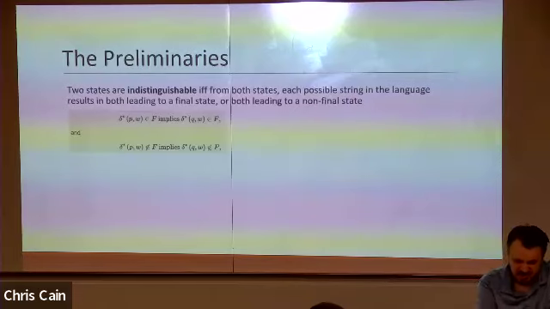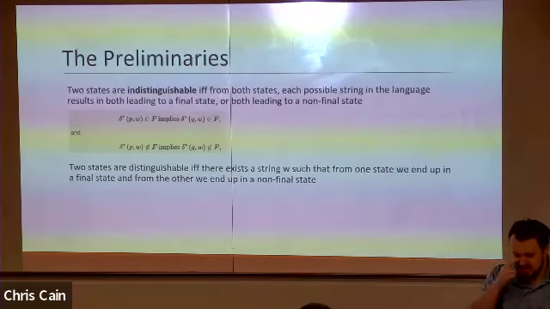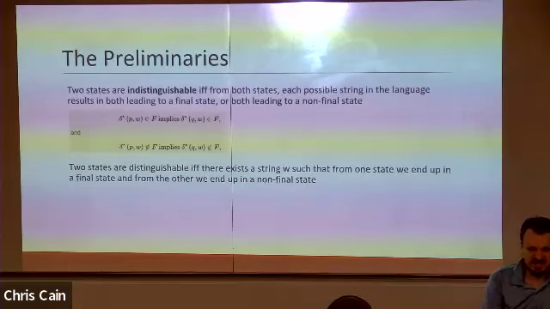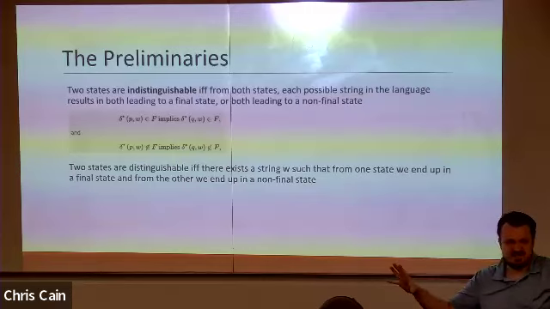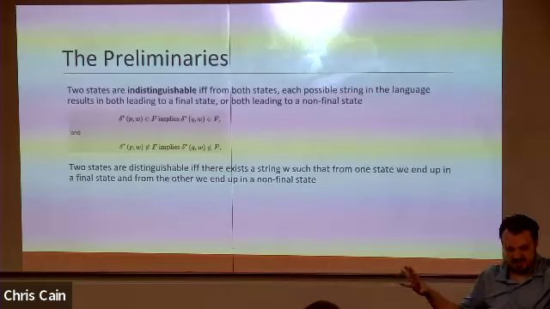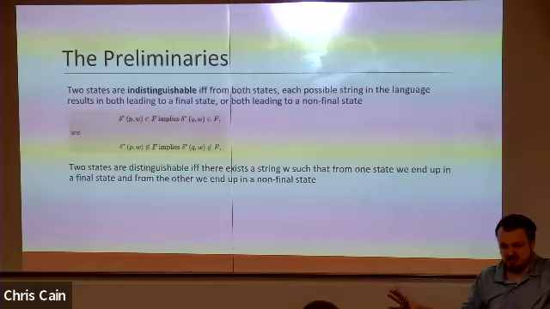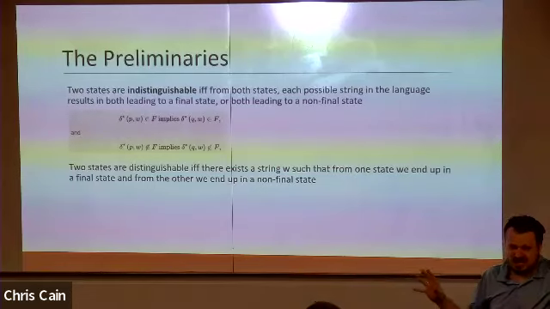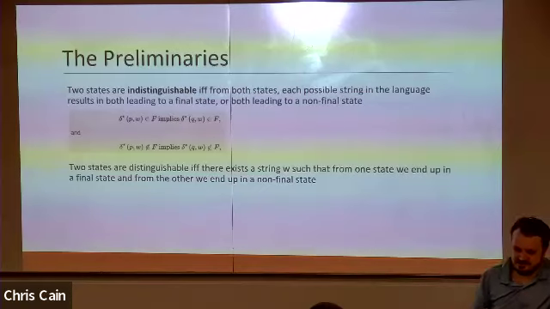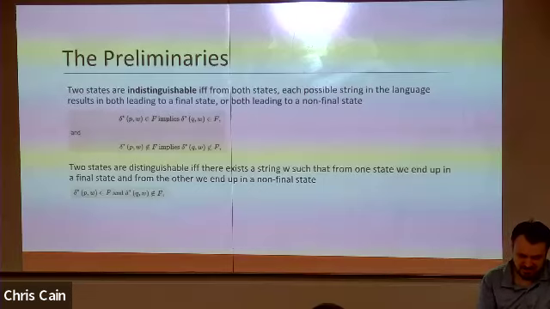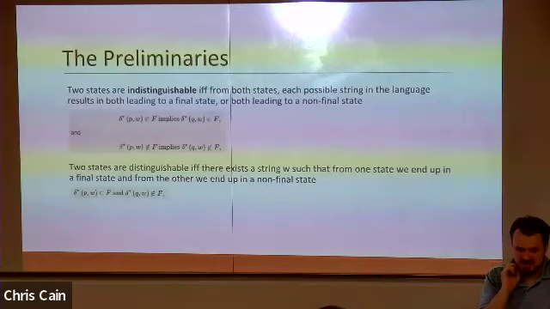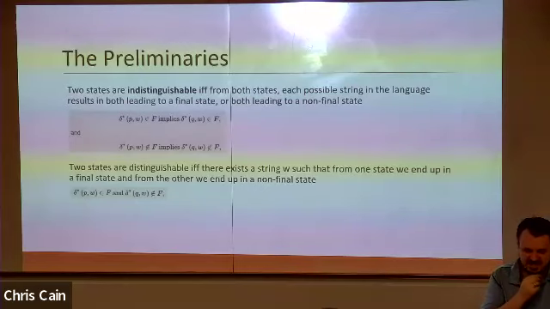So if that's indistinguishable, then we can also define distinguishability to be there exists some string, we'll call that string W, such that from those states, you have a differing finality. So again, we have state P, we have state Q. If we apply W to P and Q, one of them ends up final and one of them ends up non-final. So for some state P and some state Q, you apply W from there in that DFA. One of them leads to a final state, one of them leads to a non-final state.